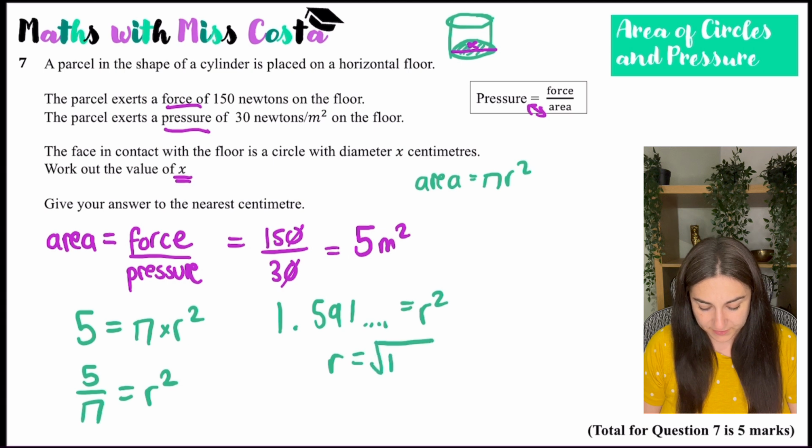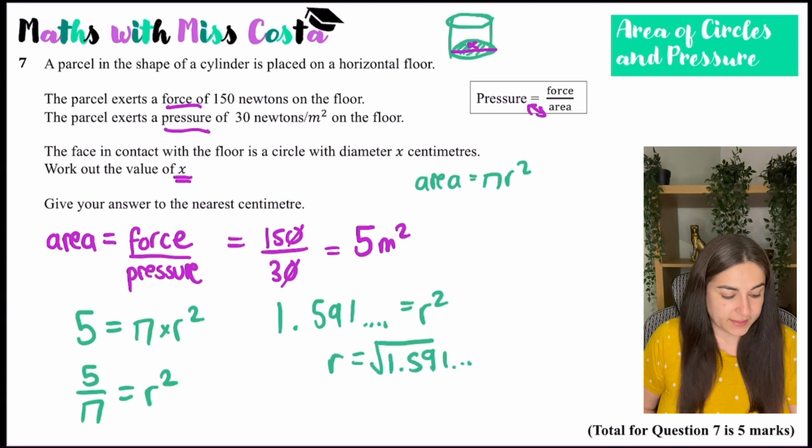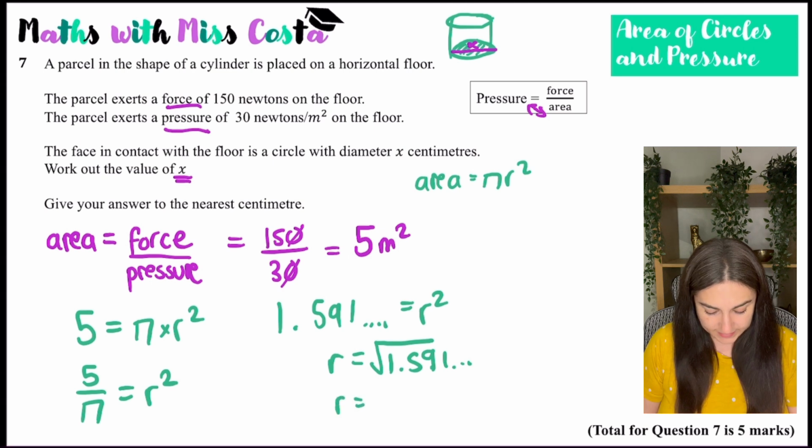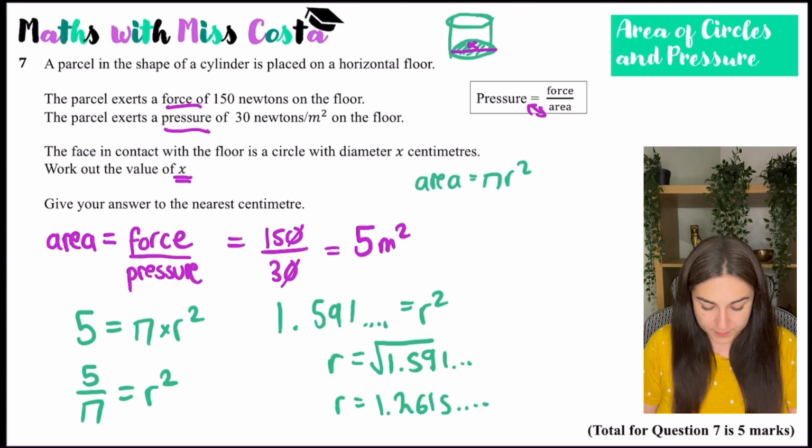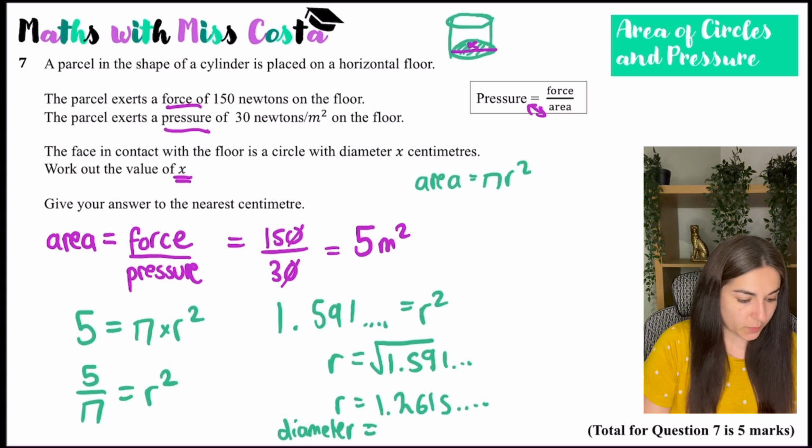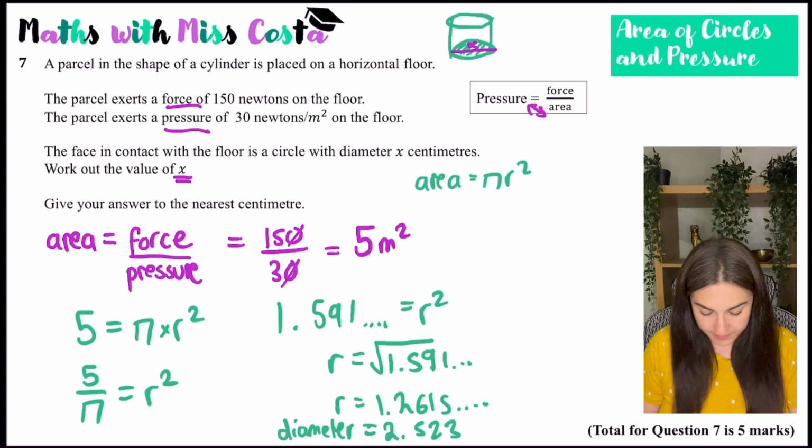So the radius is going to be the square root of that. So square root of answer is 1.2615. And I've been asked to work out the diameter. So the diameter is going to be twice the radius, so times that by 2, which is 2.5231325 and so on meters.